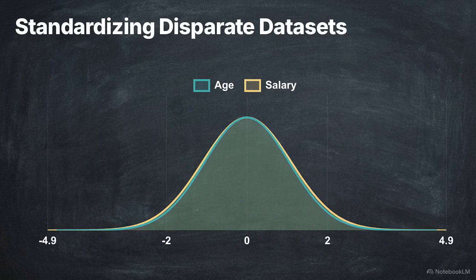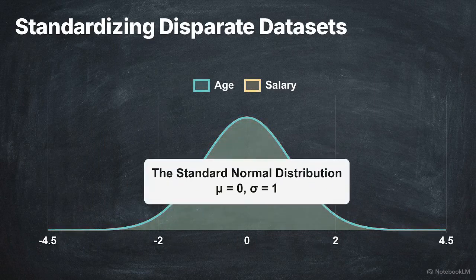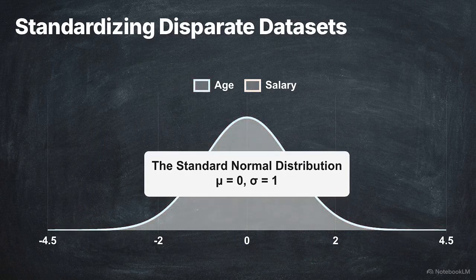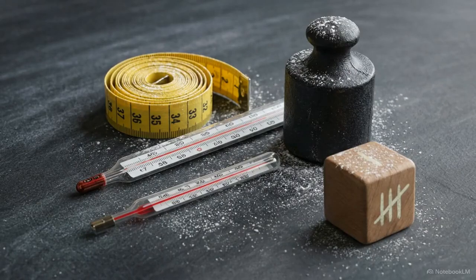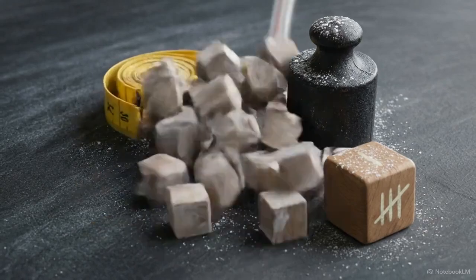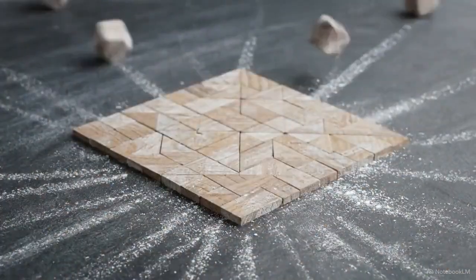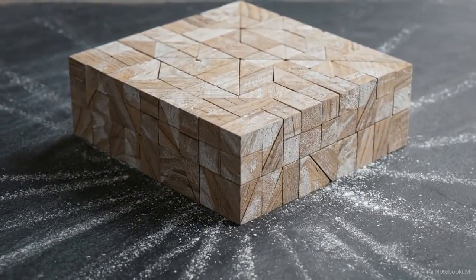The 2 disparate variables merge into a single mathematical object, the standard normal distribution. The standard normal distribution is a curve where the mean is exactly 0 and the standard deviation is exactly 1. Standardization effectively deletes physical units, transforming incompatible variables into a single, scale-invariant vector space that algorithms can process fairly.